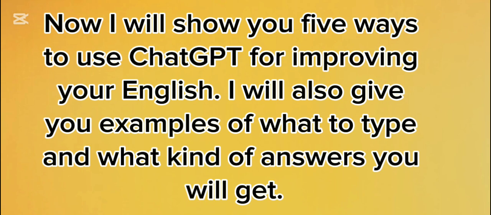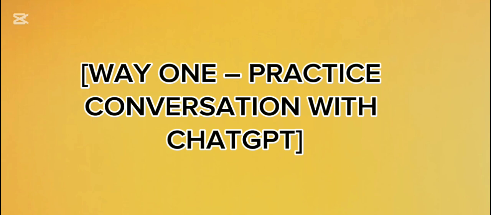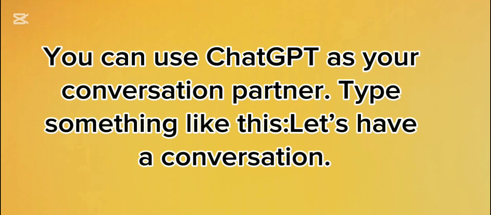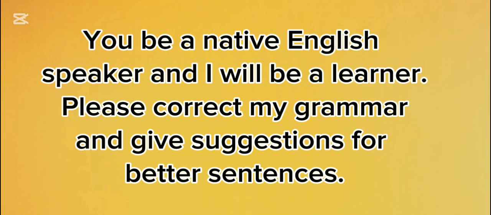Now I will show you 5 ways to use ChatGPT for improving your English. I will also give you examples of what to type and what kind of answers you will get. Way 1: Practice conversation with ChatGPT. You can use ChatGPT as your conversation partner. Type something like this: "Let's have a conversation. You be a native English speaker and I will be a learner. Please correct my grammar and give suggestions for better sentences."